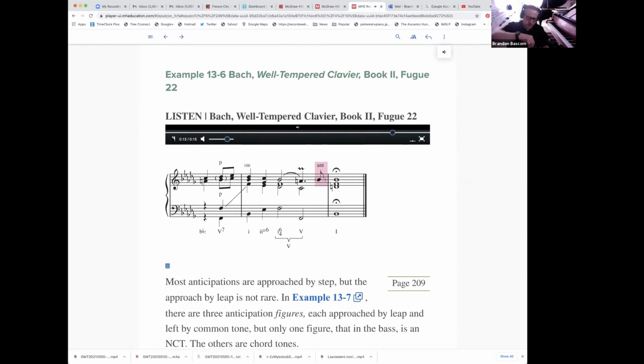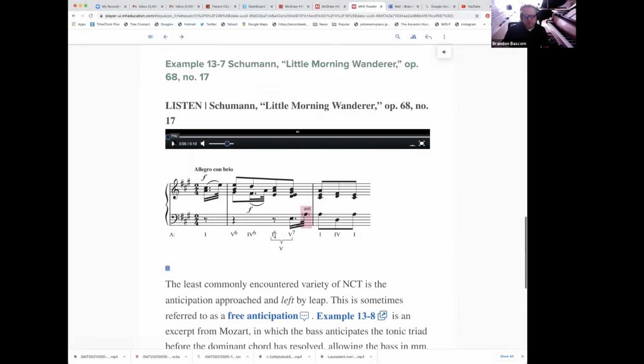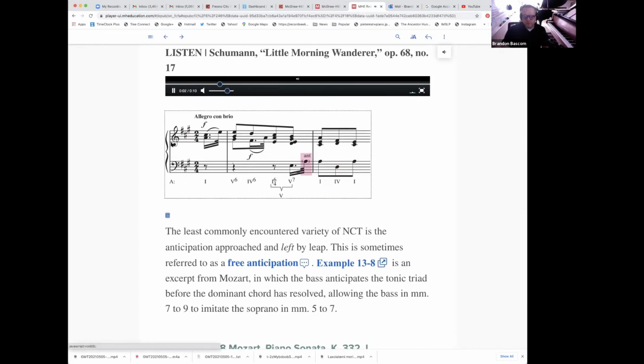Just one half beat too early. Example 13-7.